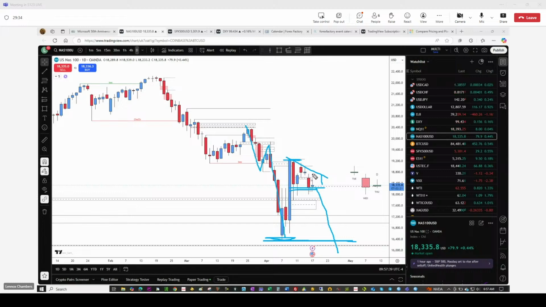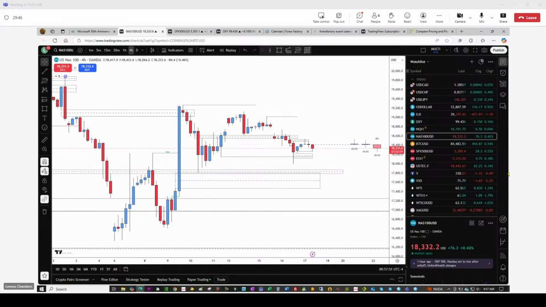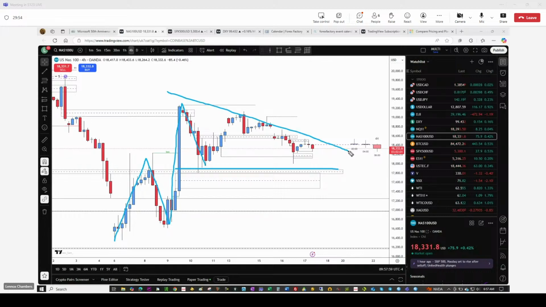So let's figure out what's going on in the last 6 days, and see if we can make heads or tails of it. Going down to the 4-hour, you can see we had a 1, 2, 3 bottom here, and then we went up. So that puts us in a 4th wave. So we're in a triangle in a 4th wave at this point. So we're chopping up and down.